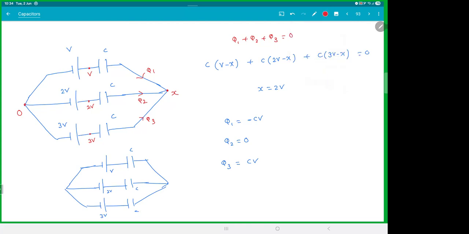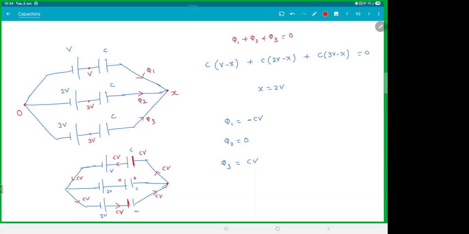So this 3V battery is actually giving charge CV. This is the positive plate. The CV comes here to this junction and all the CV will go here. There will be no charge here, 0, 0. This will become CV and the charge CV will go here. CV will come here and CV will come back to the battery. So the CV is just flowing on the outermost part of the circuit. It's not entering the middle branch.